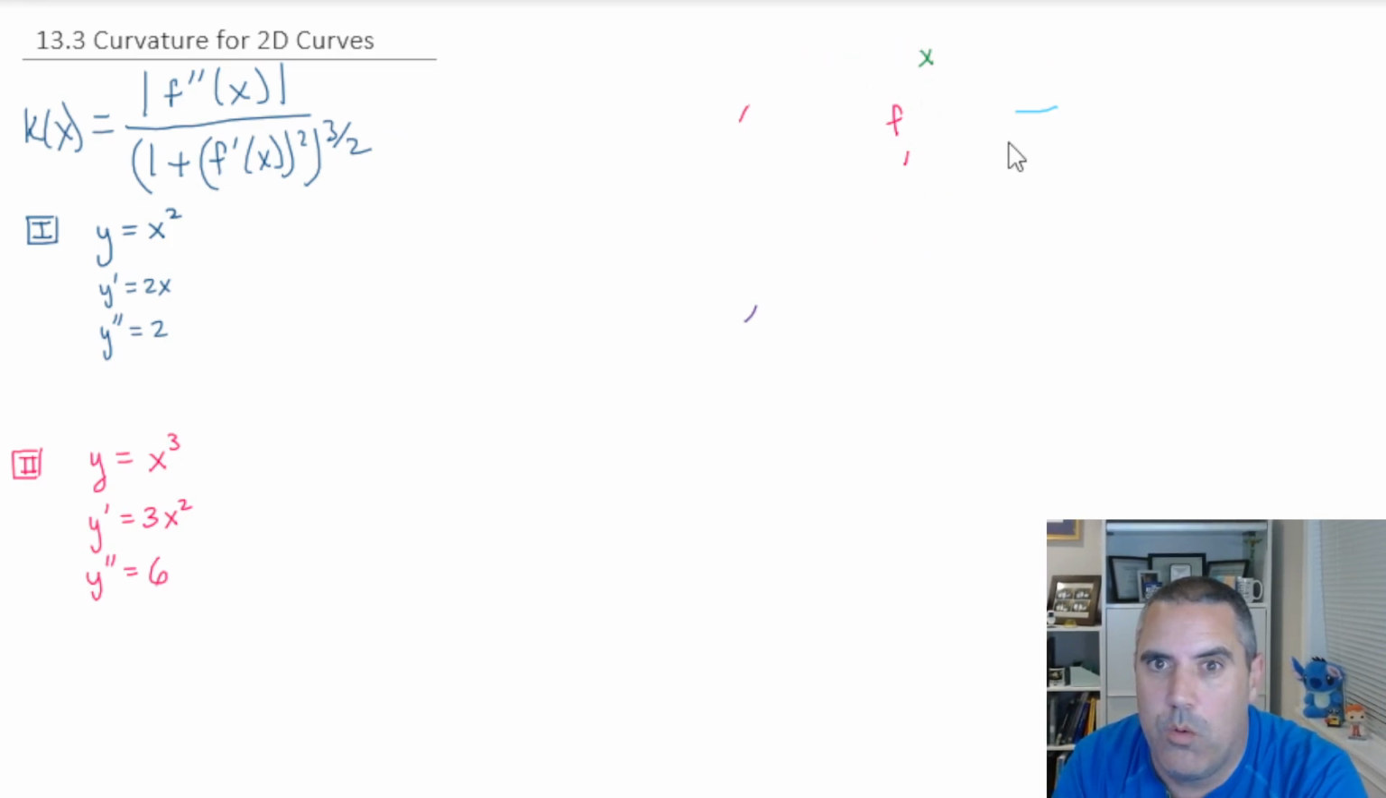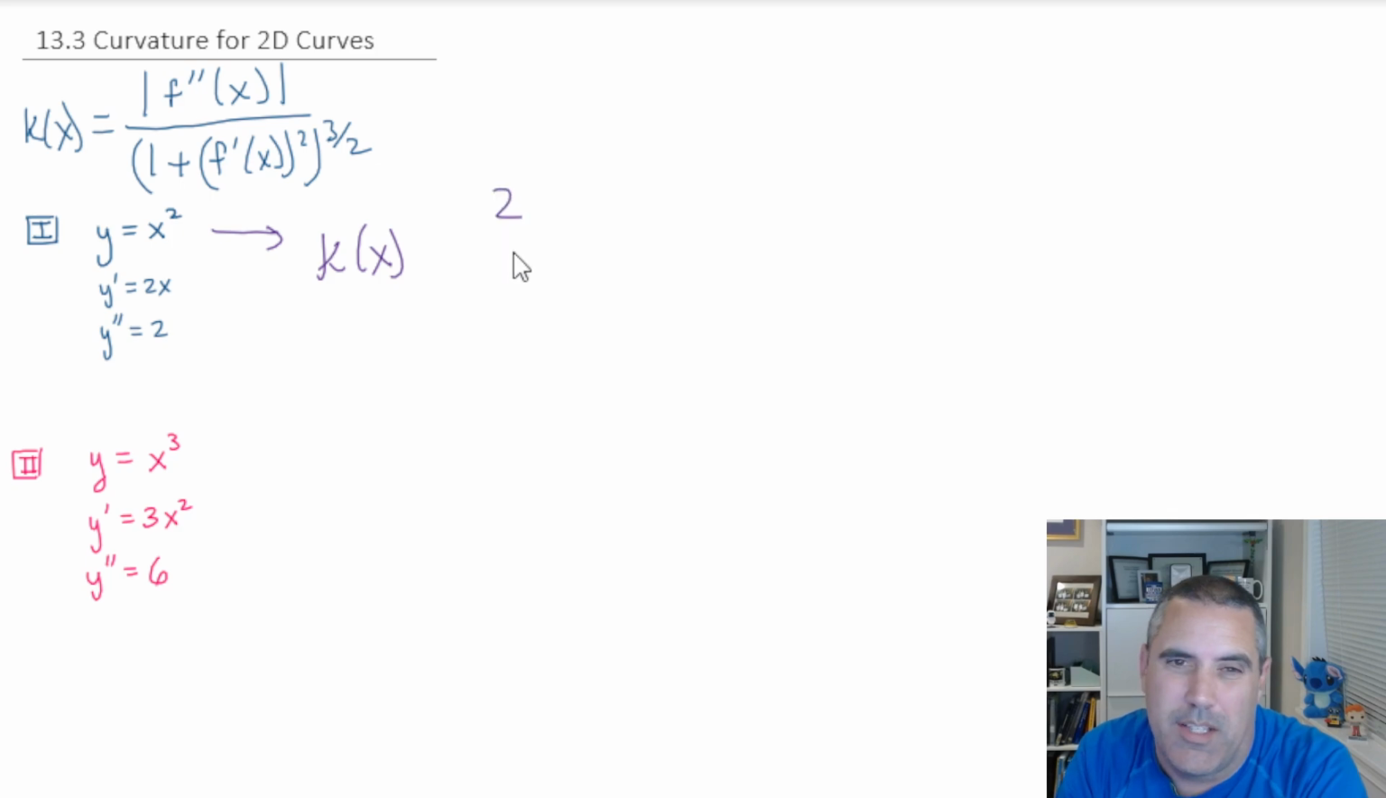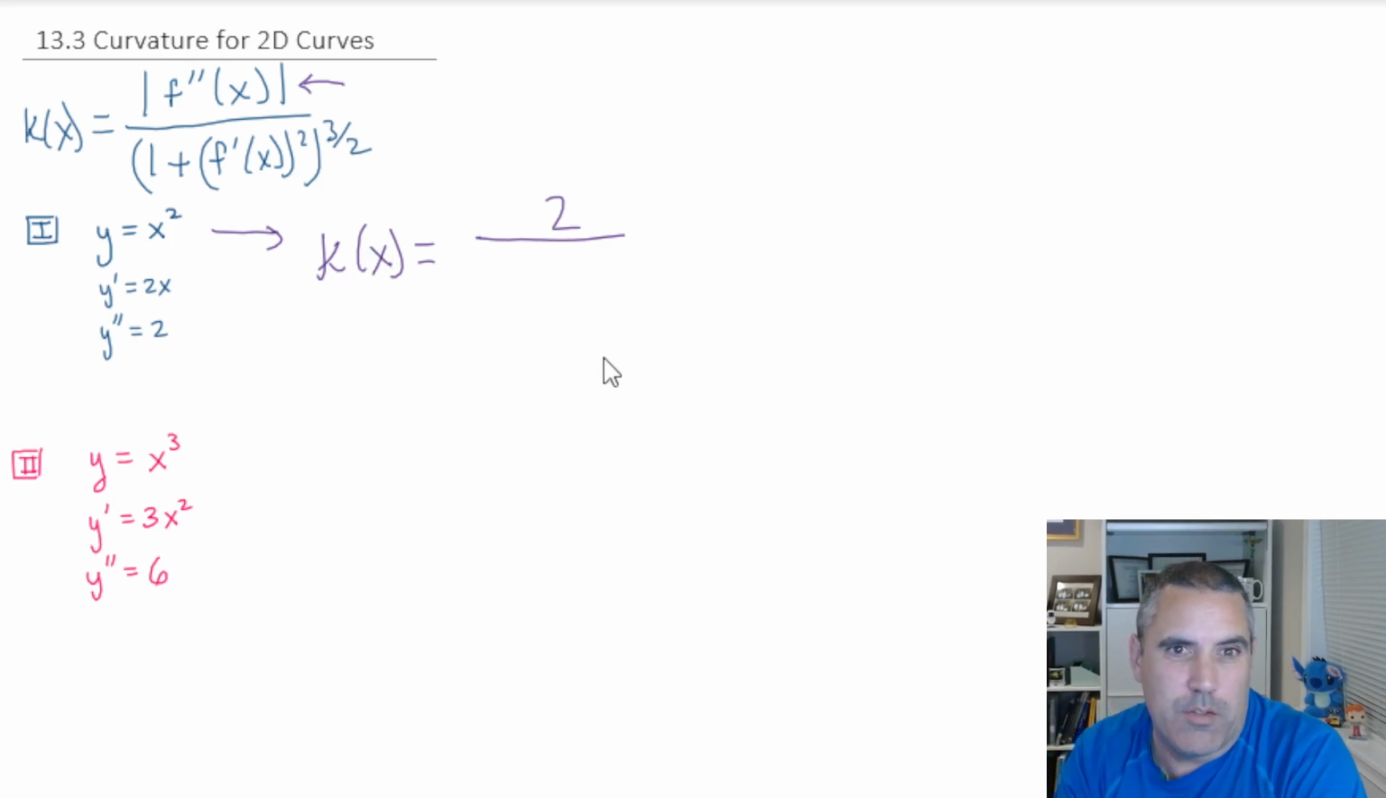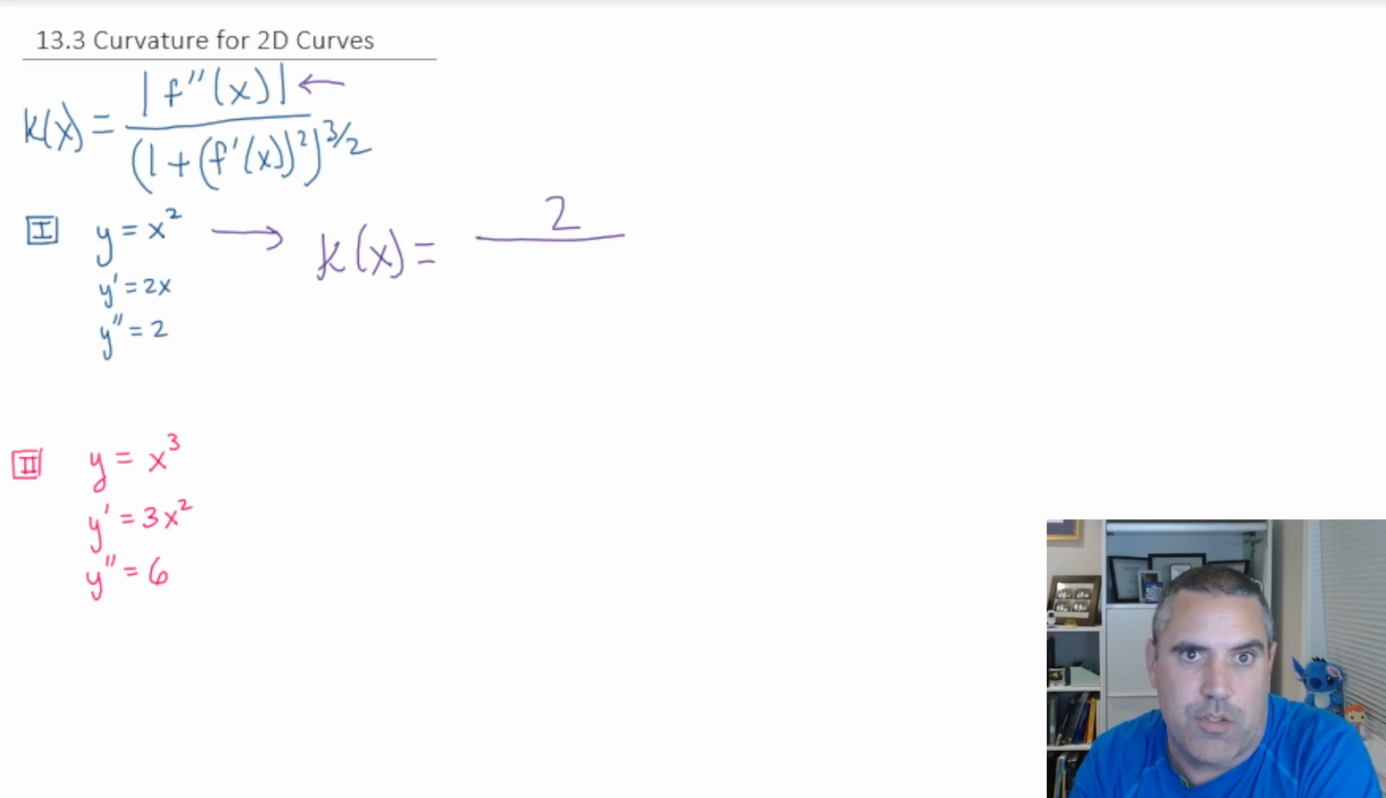So it says, if you want the curvature of a 2D curve, you need to plug these things in the right spot. So for the quadratic, the curvature is the second derivative, which is 2. That's already positive, so I don't need to put the absolute value. The positive and negative is really just going to be whether it's concave up or concave down. So you honestly could drop those absolute values and interpret it as if it's negative, it's concave down; if it's positive, it's concave up, and the curvature is this number. But typically we make it positive. Okay, the bottom is 1 plus 2x squared, so it's going to be 4x squared to the 3 halves.